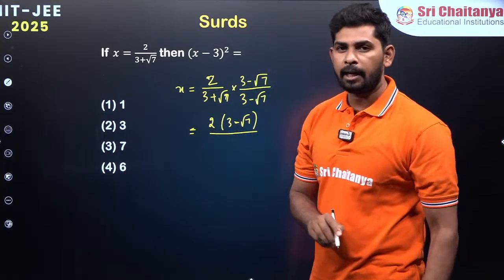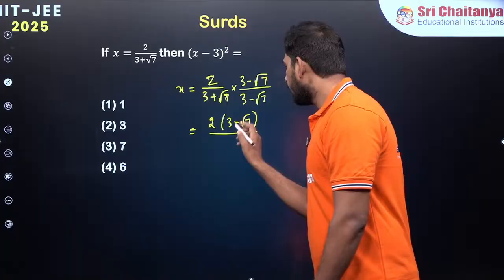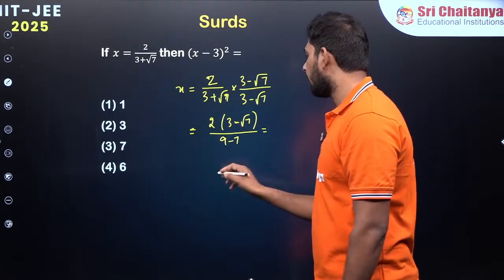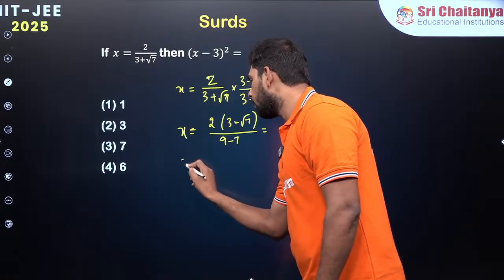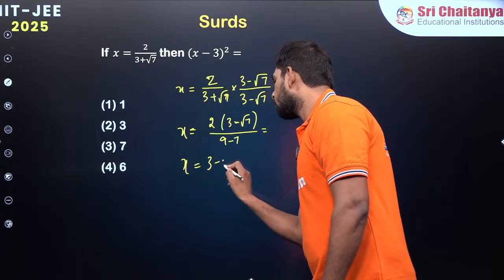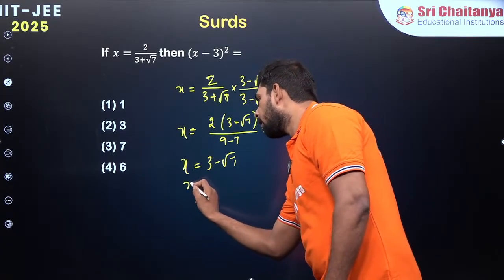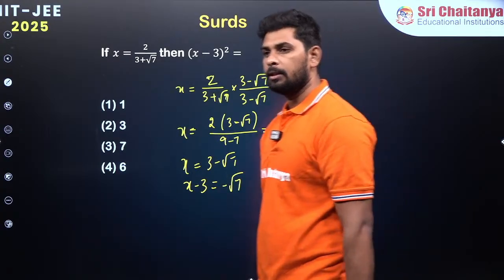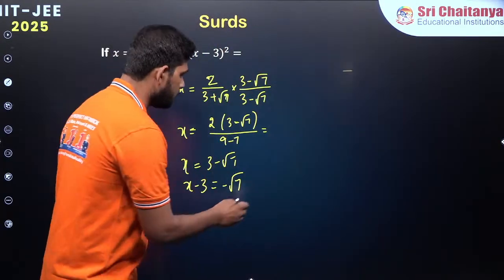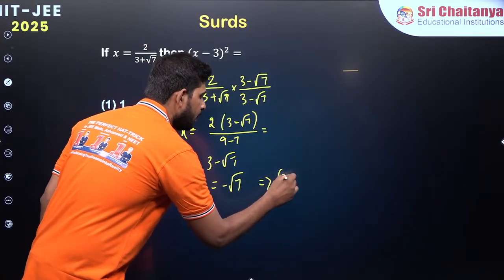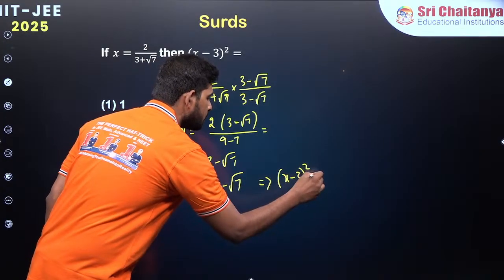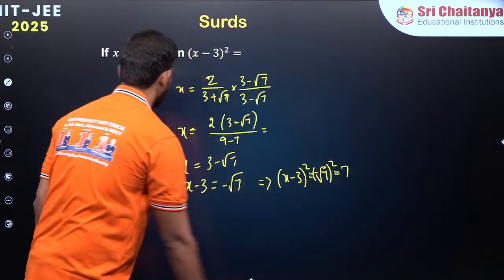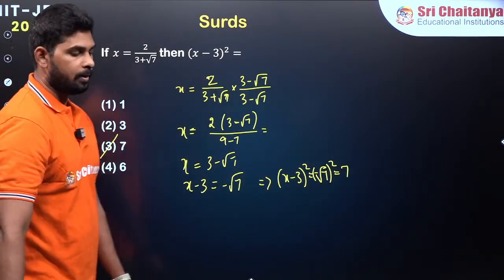That 3 into 3, 9, a plus b into a minus b, 9 minus 7. If I am taking 2, 2 is getting cancelled, then x we have left with 3 minus root 7. What will be x minus 3 then? Yes, minus root 7. Yes, it is correct. So you are going to get x minus 3 whole square is equals to root 7 minus root 7 whole square, which is 7.